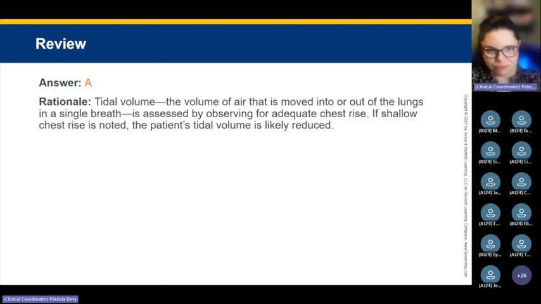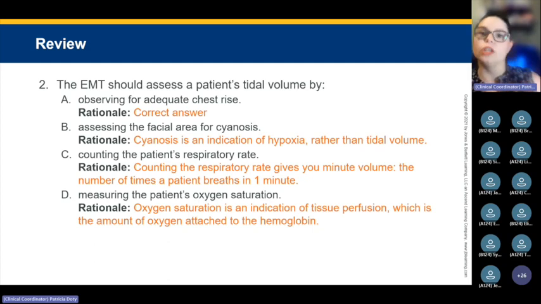The answer is A. Tidal volume is the volume of air that is moved into and out of the lungs in a single breath. So it's assessed by observing the chest rise adequately. If shallow chest rise is noted, the patient's tidal volume is likely reduced. Assessing the facial area for cyanosis is just indicating hypoxia. It doesn't necessarily mean tidal volume is good or not, because they can be hypoxic with regular tidal volume if there's an obstruction inside of the alveoli.